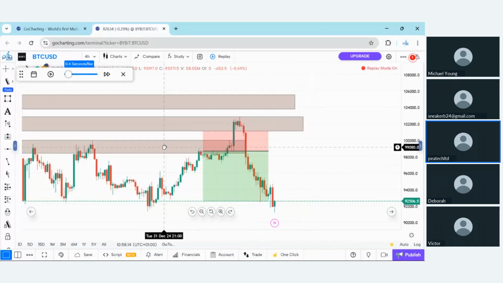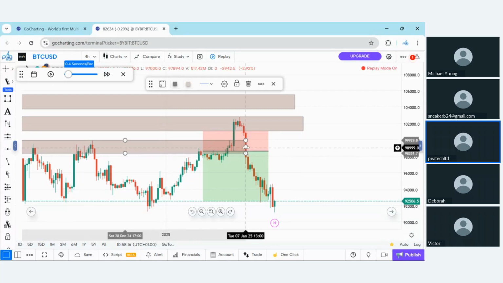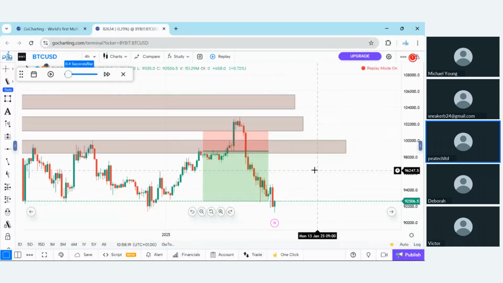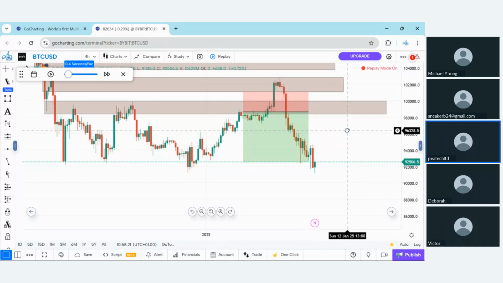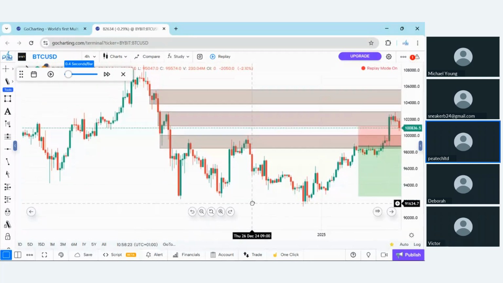Supply zone is there, right? When we talk about supply, we are talking about selling. But if it's a demand zone, then you buy.